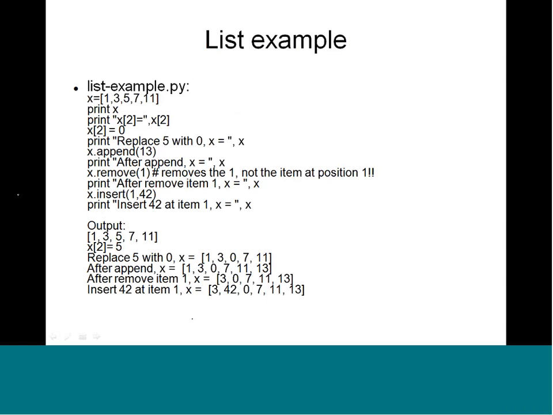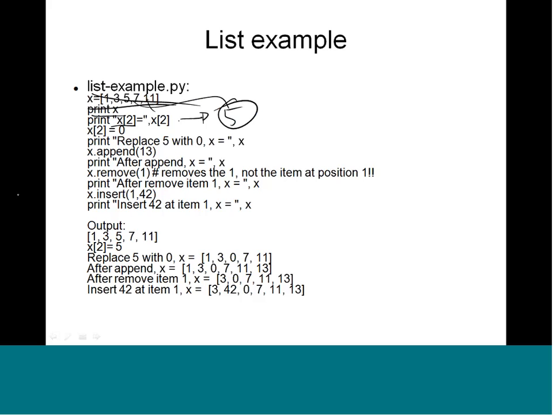So some more examples of lists. So this is like a list example of pi. We define one list, which is just the odd numbers except 9, and we print x. Now when we print x[2], can anyone tell me what this one is? This is actually, no, it's 5. x[2] is 5.